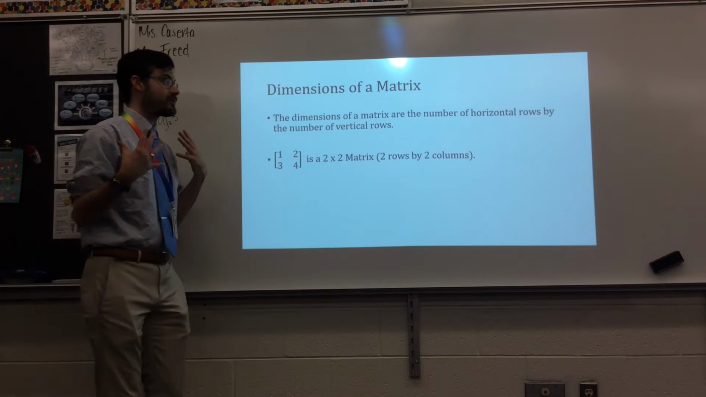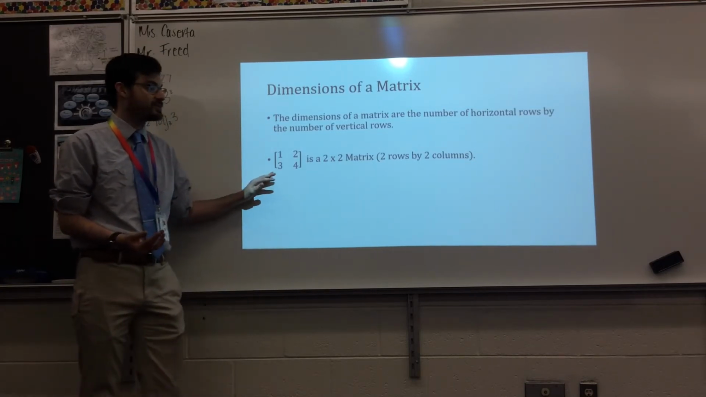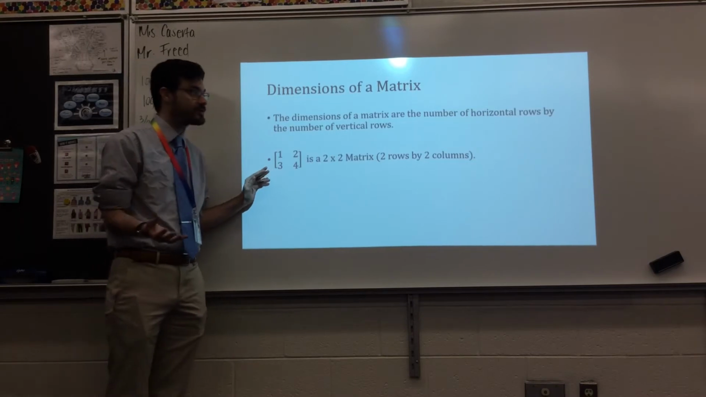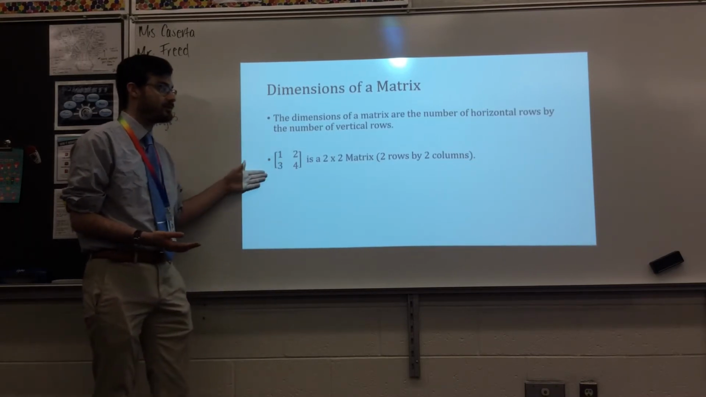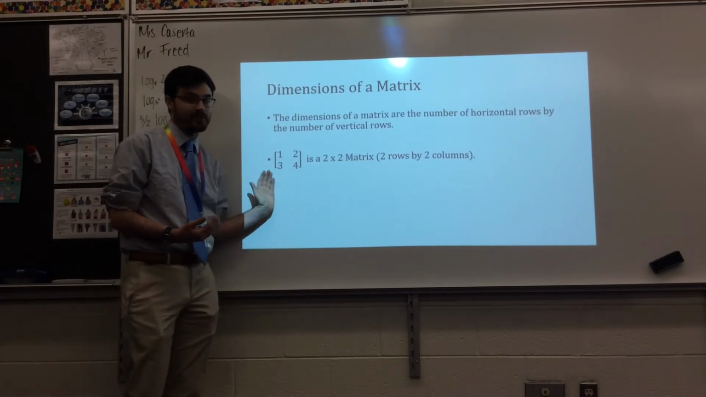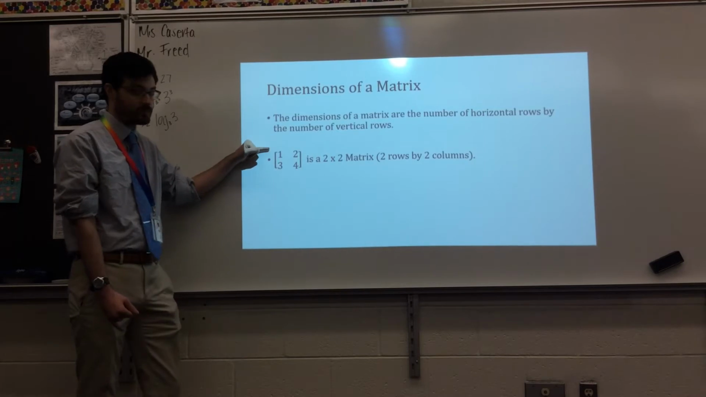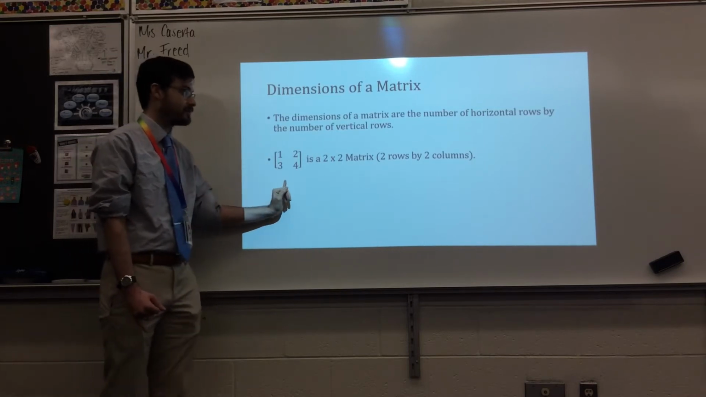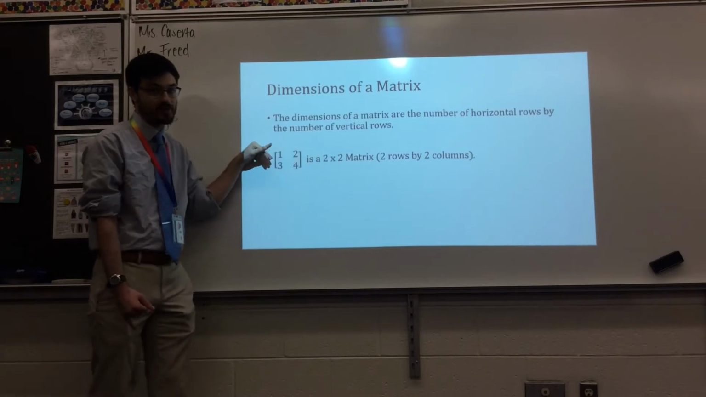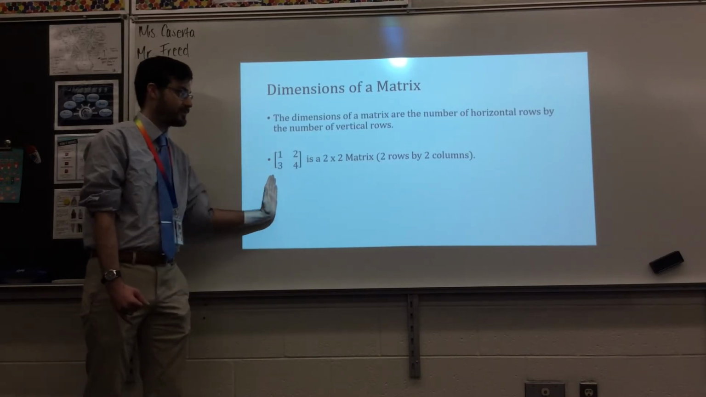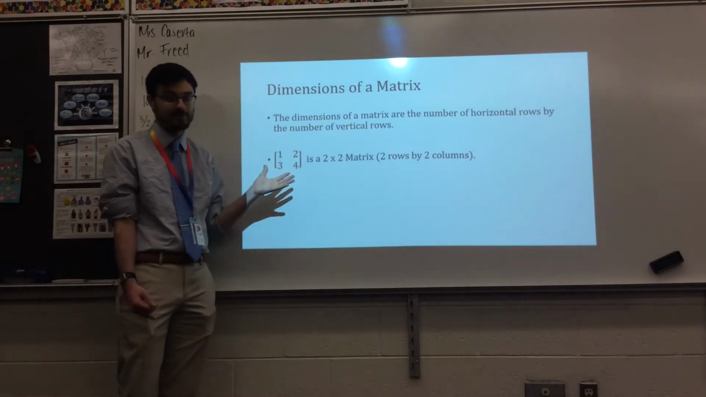Well, we need to be able to talk about the size of a matrix. So when I talk about a matrix, just like when we're doing linear systems, we always talk about rise over run. So we're going to talk about up and down before we talk about left and right. If I have a matrix, I'm going to talk about its number of rows followed by its number of columns. Dimensions of a matrix: the number of horizontal rows, I'm counting my rows going down, by the number of vertical columns, same idea.